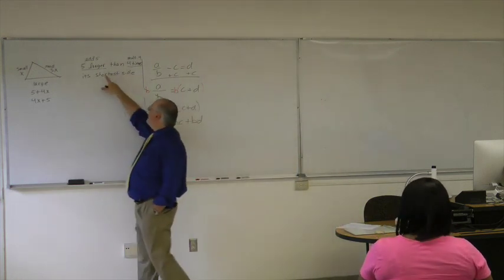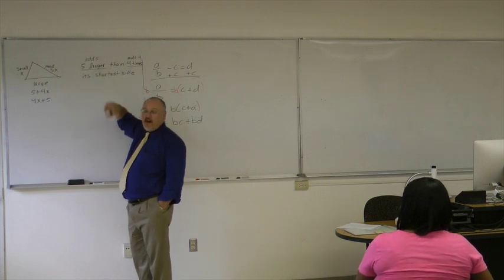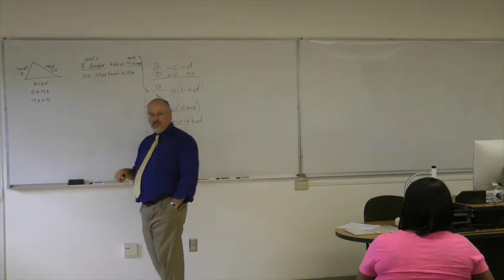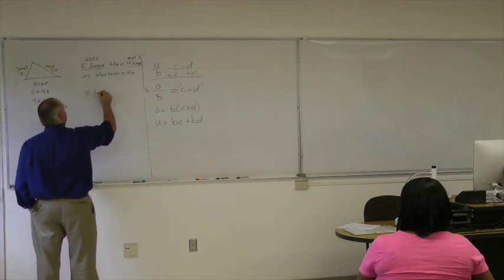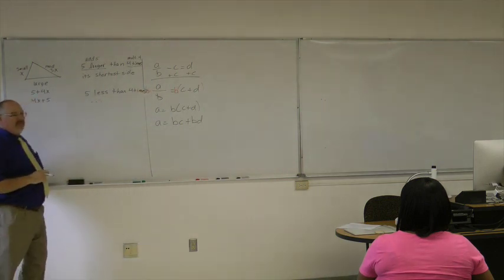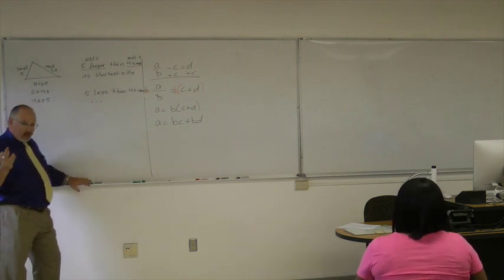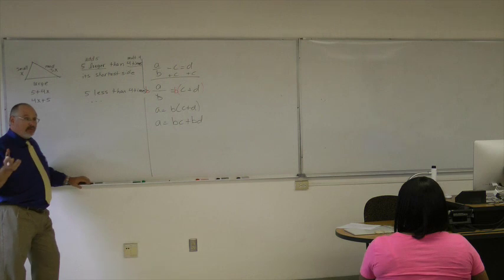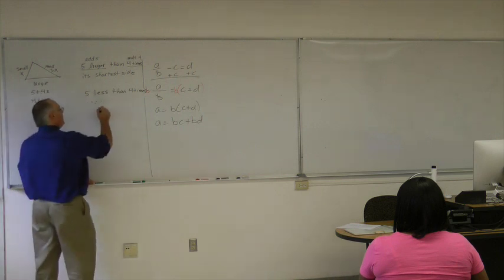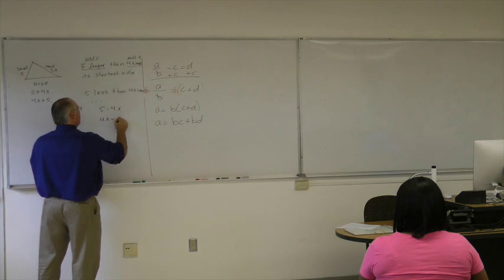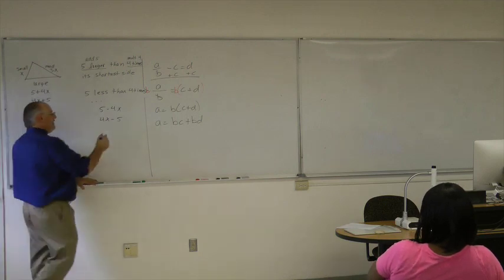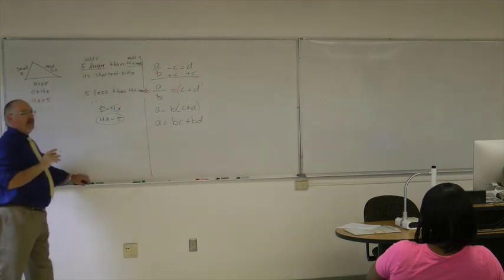But if you had a problem that talked about less than, let's say it said 5 less than 4 times the shortest side. What would the expression be? Subtraction. Okay, specifically, what would it be? 4x minus 5. Some of you are saying 5 minus 4x, and some of you are saying 4x minus 5. One is right, one is wrong. And this is the right one. This is wrong.